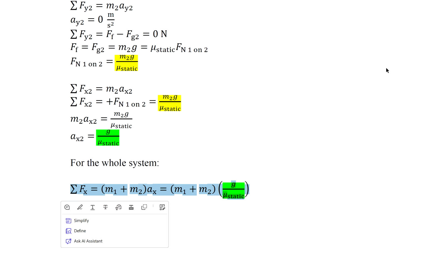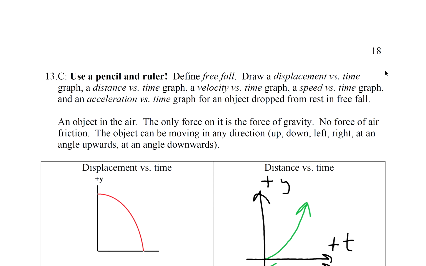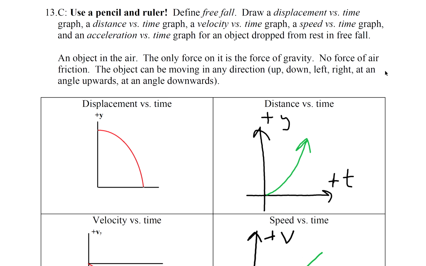Use a pencil and ruler. Define free fall. Draw a displacement versus time graph, a distance versus time graph, a velocity versus time graph, a speed versus time graph, and an acceleration versus time graph for an object dropped from rest in free fall. So this is the meaning of free fall. An object is in the air. The only force acting on it is a force of gravity, no air friction. And the object could be moving in any direction.